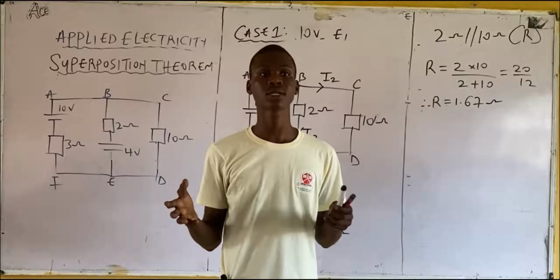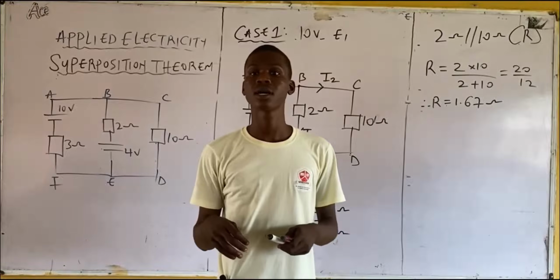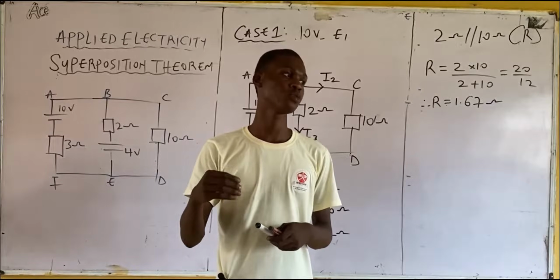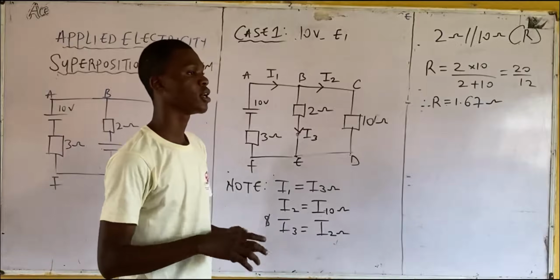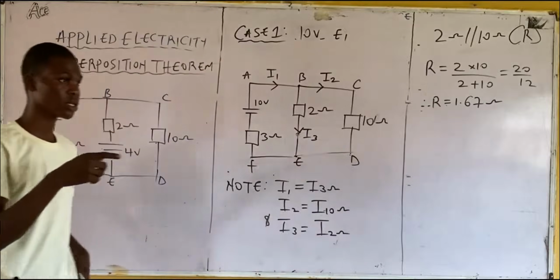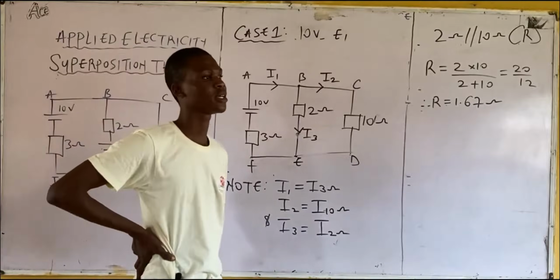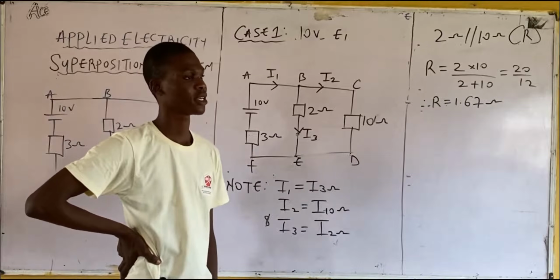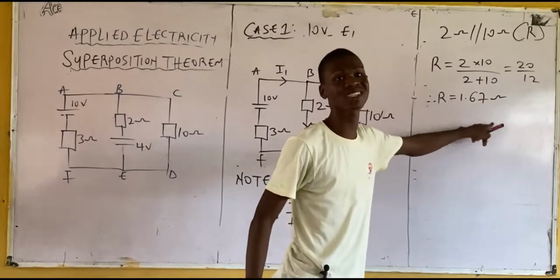Hope we are not too fast. Let's work together, please. Let's try to bring those people behind. Okay, you are now in the first class. We've explained previously. We've solved the value of R to be 1.67 ohms.